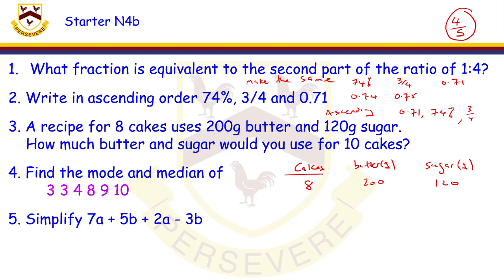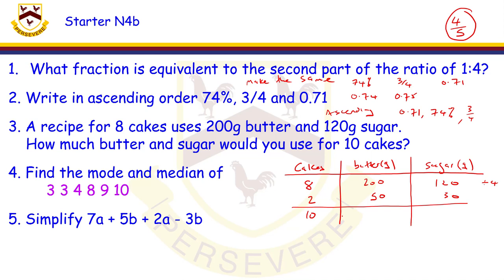Now to get to 10 I need to add 2. So to get the extra 2 I can divide by 4. So if I say divide everything by 4, that gives me 2 here. 200 divided by 4 give me 50. 120 divided by 4 give me 30, and I can combine them then together. So that's 10 cakes, 250 grams of butter, 150 grams of sugar.